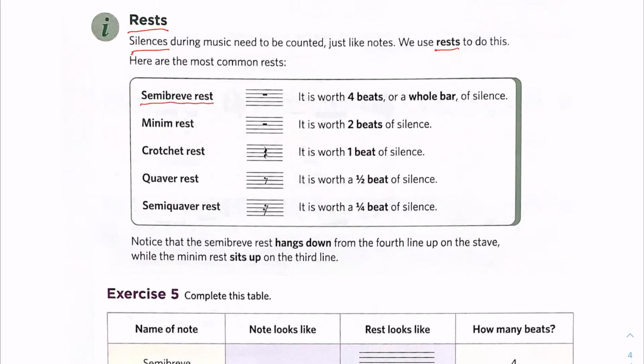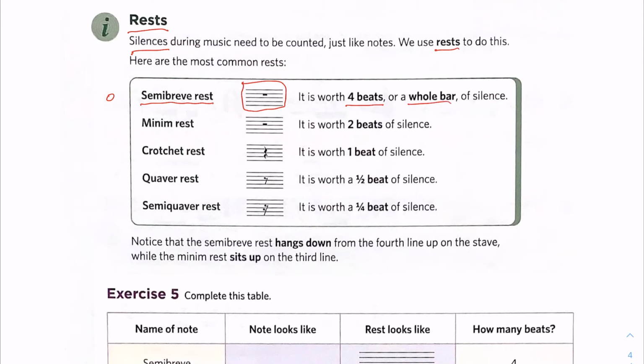Semi-brief rest. If you remember what the semi-brief is, this oval is a semi-brief. It's worth 4 counts. So when you see this here, which is like a small rectangular box hanging from the 4th line, this is a semi-brief rest and is worth 4 beats. Or sometimes when you have a whole bar of silence, we will also use a semi-brief rest, so it can be called a whole rest as well.